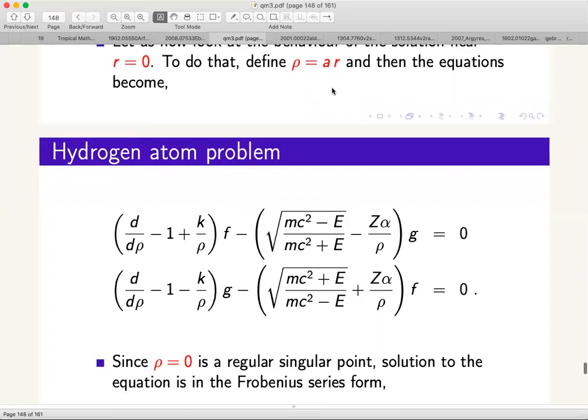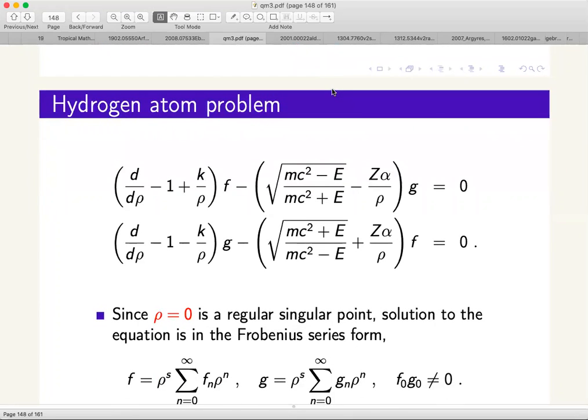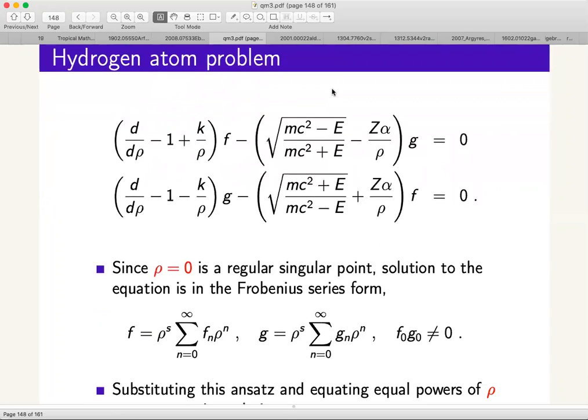Good. So, as I said, because it is a regular singular point, the solution should be in the Frobenius form. Since rho equals 0 is a singular point, we are expanding this in powers of rho to the n. Otherwise, we would have expanded in powers of rho minus rho 0 to the n, where rho 0 was the singular point. Now you notice that these are integer powers, n going from 0 to infinity, f n rho to the n, pretty much like a Taylor series, except that there is a rho to the s factor sitting outside. So f is equal to rho to the s times a kind of Taylor series. This is what is called the Frobenius series form.